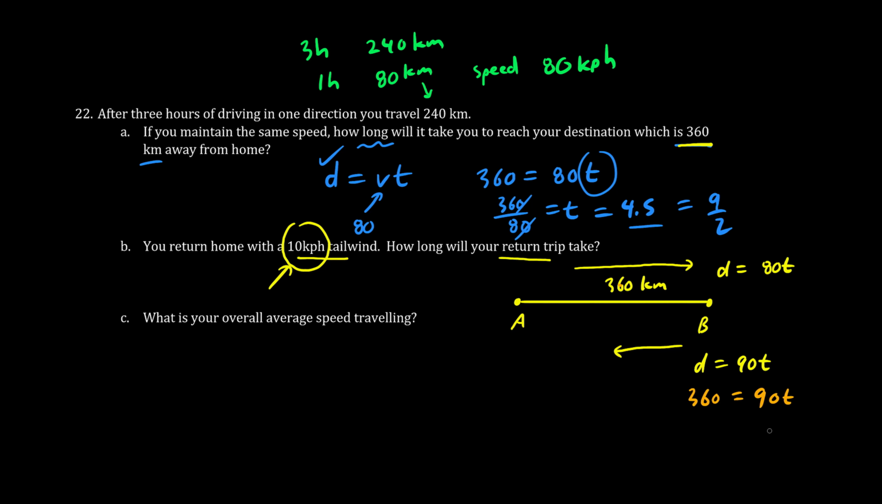We divide both sides by 90. The zeros cancel out, and so t is equal to 4. 4 hours is faster than 4.5.